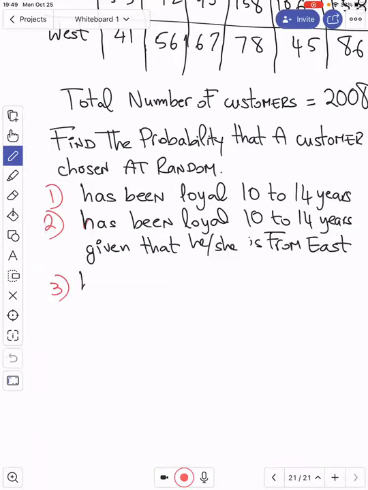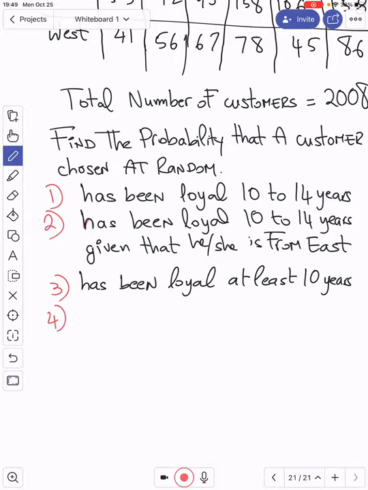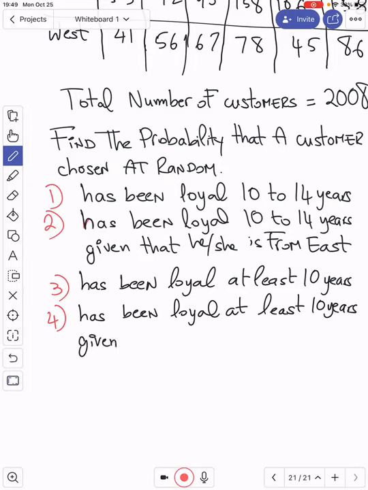So has been loyal 10 years. Four. Has been loyal 10 years, given that the customer is from the West.